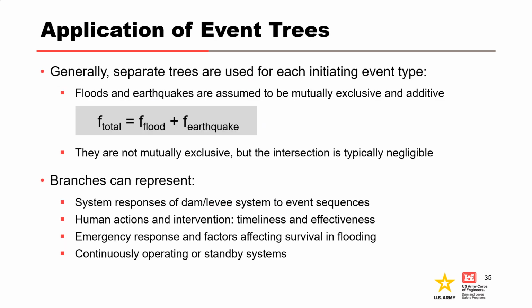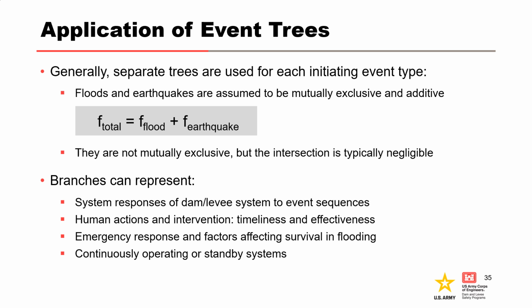Generally, as discussed previously, we're going to use separate event trees for each initiating event type, flood and earthquake. For simplicity, even though they are not, we will almost always assume them to be mutually exclusive. This way we can keep them separate and can simply add the probabilities to get the total failure probability. Although flood and earthquakes are not mutually exclusive, the odds of having an earthquake at the same time as a large flood event are low and typically negligible.